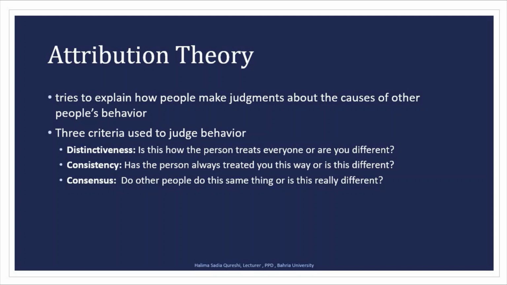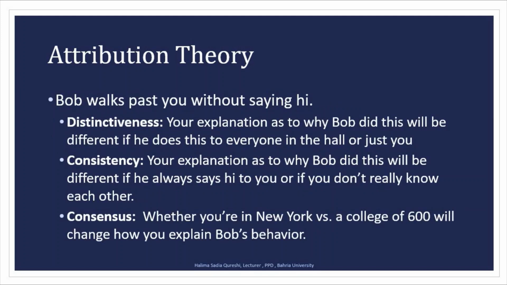But now I am going to share a more elaborated example, which will further clarify your concept of these three things. For example, Bob walks past you without saying hi. He is some colleague or friend we are talking about. When he passes by, there are three things on which we judge his behavior. The first is distinctiveness. This is how you explain how and why Bob did this to you, and why it will be different if he does this to everyone in the hall or just you. For example, he has just totally ignored you.